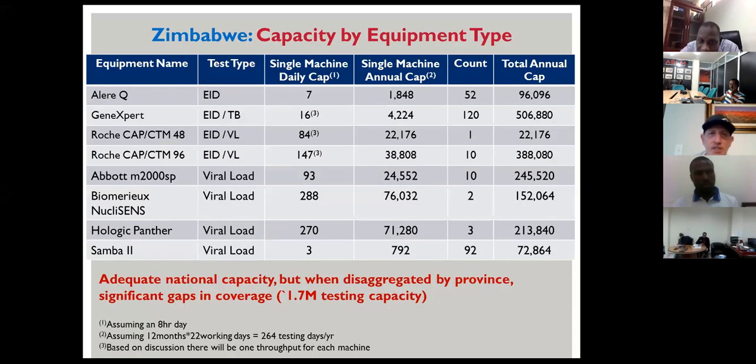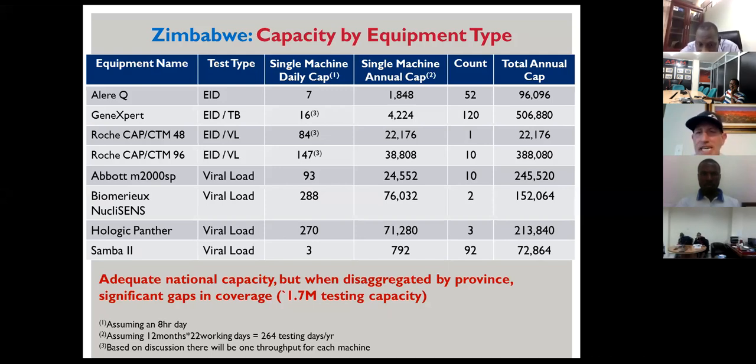So here you can see, at the time, this was done last year, the current instrument footprints in Zimbabwe by type as well as by capacity. And what we're looking at here is a testing volume of about 1.7 billion. And the coverage or the need in Zimbabwe at the time was about 1.6. So when everyone looked at the instrument capacity, they thought everything was great.